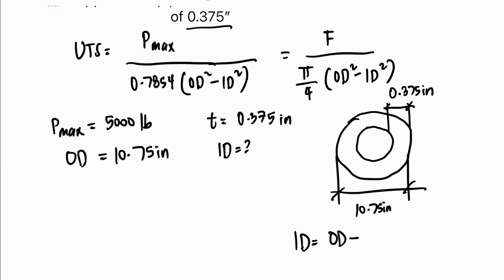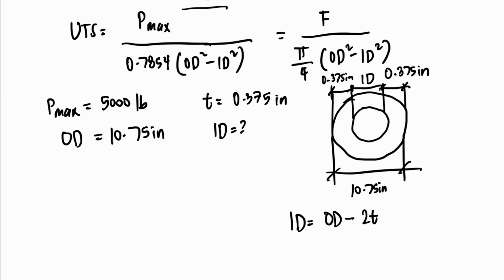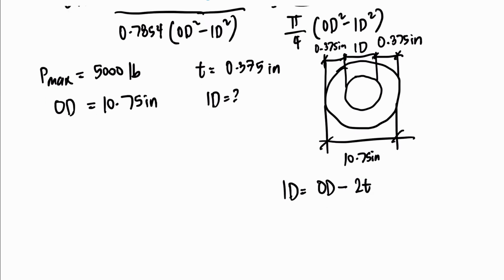So we can get the internal diameter by subtracting from the OD twice the thickness of the pipe, because you can measure the thickness as well on the other side, 0.375 inch, and this is now the internal diameter. So ID is now 10.75 inch minus 2 times 0.375 inch. That will give you 10 inch as your internal diameter.